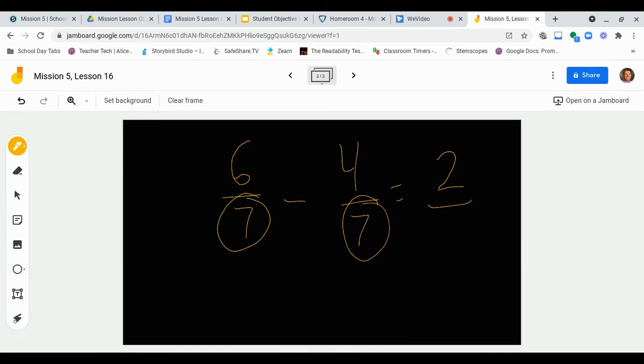And then what do I do with the 7? Do I add the 7s? Nope. Do I subtract the 7s? Nope. Do I keep the 7s the same? Yes, I do. Remember, we do not add or subtract the denominators. They stay the same. So sevenths here. I only add or subtract the numerators. Now, eventually we'll get to the point where you're going to have to add or subtract fractions that do not have common denominators, and you're going to have to find a common denominator before you can add or subtract them. But that's for a future lesson.